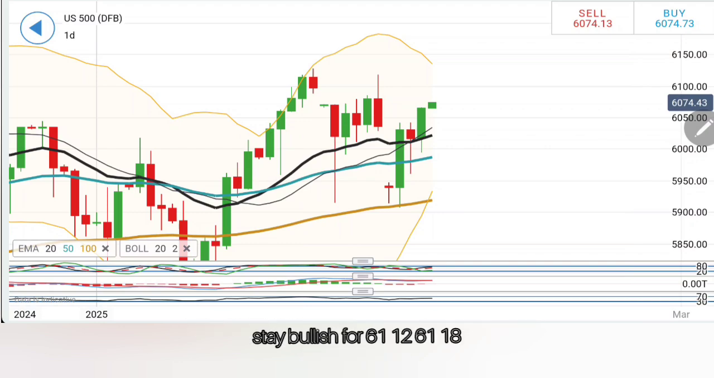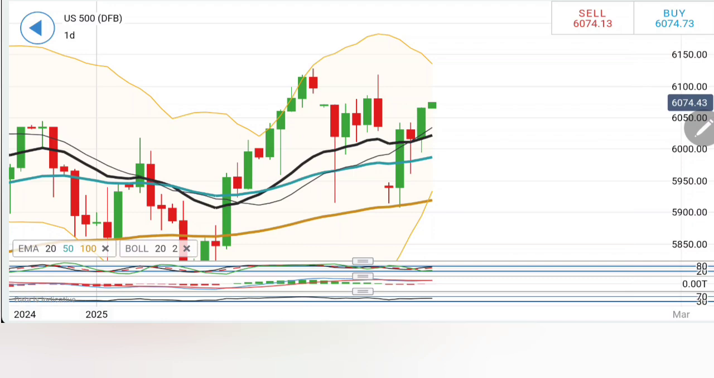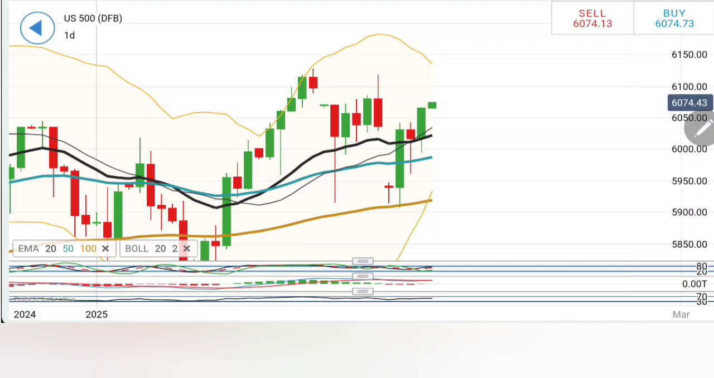Beyond 6100, stay bullish for 6112, 6118, and then after that you can expect a rally towards 6140 levels, chances for which appear to be less looking at the move today. On the downside, a selling entry I'll recommend now is at 6064. Expect 6058-60 as the first target zone, 6050 as the second, 6040-42 as the third. At any point of time, S&P trading below 6040 will invite more bearishness towards 6020 and 6000 levels. Take your positions, take your trades accordingly.